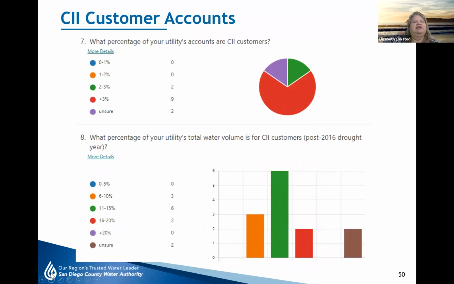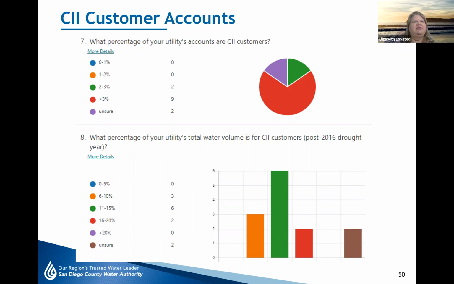We know that DWR is putting together these standards, but how much is the standard going to affect people, and how much water could this potentially save? So what we asked is, what percentage of your utility's accounts are CII customers? Most people answered that they were more than 3%. We also had some answers that people weren't sure, or that they were 2 to 3%.